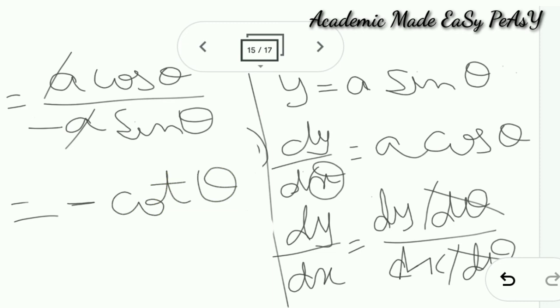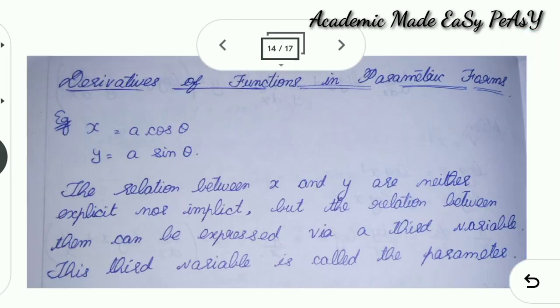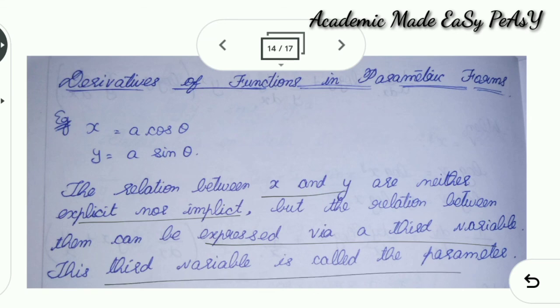That's it. If you have any doubts, you can just mention it in the comment box. Now let us see the definition for parametric form. The relation between x and y is neither explicit nor implicit. Explicit or implicit means we are just changing a function or something. The relation between them can be expressed by a third variable. This third variable is called the parameter. So this theta is a parameter over here.